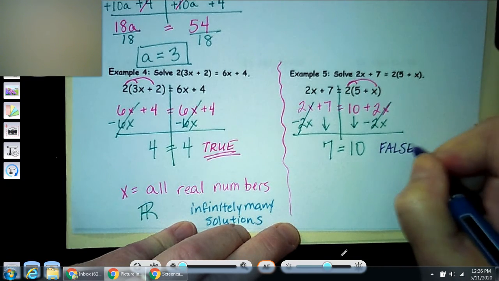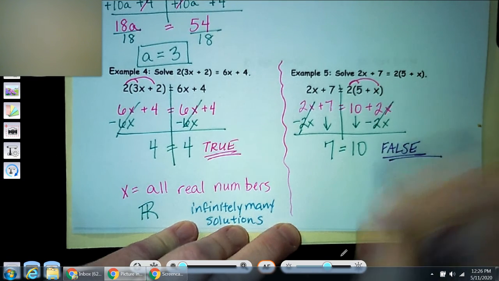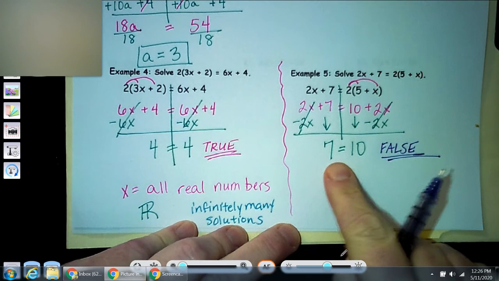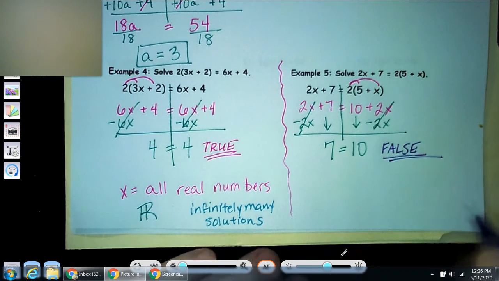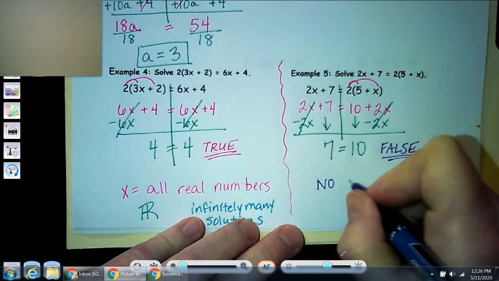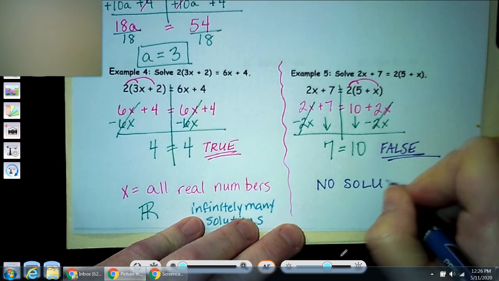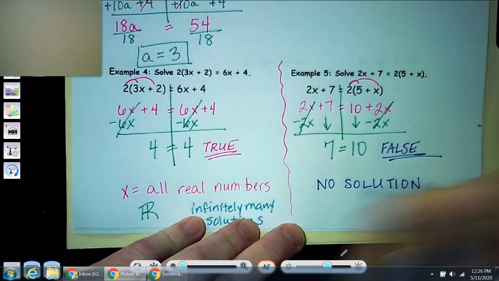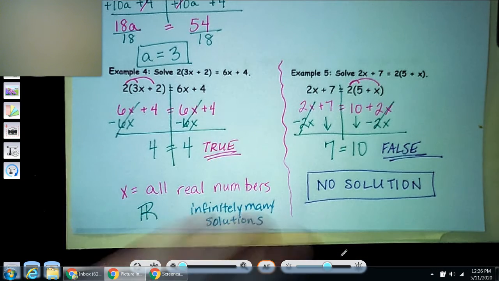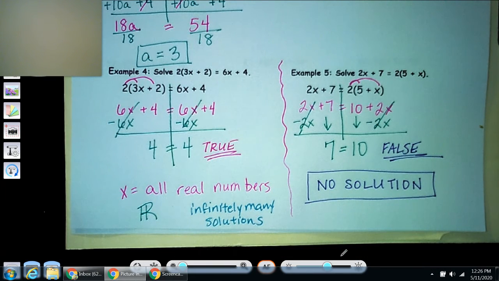So if your x's all cancel out and all you're left with is an equation that isn't true, 7 does not equal 10, then this means there is no solution. There is nothing we could plug in for x, no real number that we could plug in for x that would make that equation true.